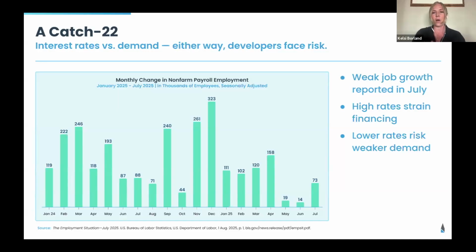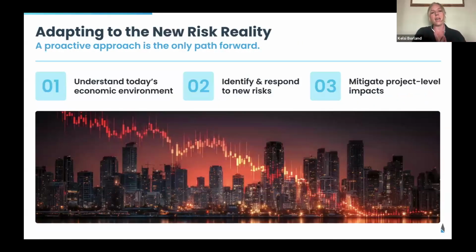And so I think that while we may see borrowing costs come down in September, there may also be some difficulty underwriting projects when you see job numbers this low, right? It's going to really affect pro formas on any new project. And so I think it's important to understand this dynamic that we're in, where it's not just about waiting for interest rates to come down, because if rates come down, we're looking at other challenges. And this is why I think we need to adapt to this new risk reality.